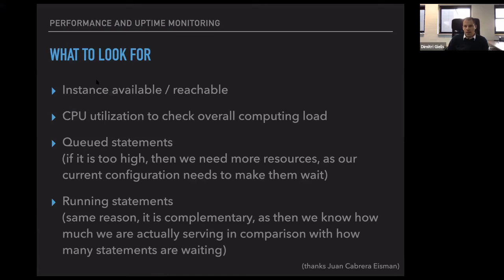So here, what I typically look for is instance availability, reachable. This is your ping method that you can do. The CPU utilization gives an overall view of how your instance is doing. There's a metric called queued statements. If it's too high, it gives you an idea that you need more resources. Running statements, I also explained why you want to look at that.